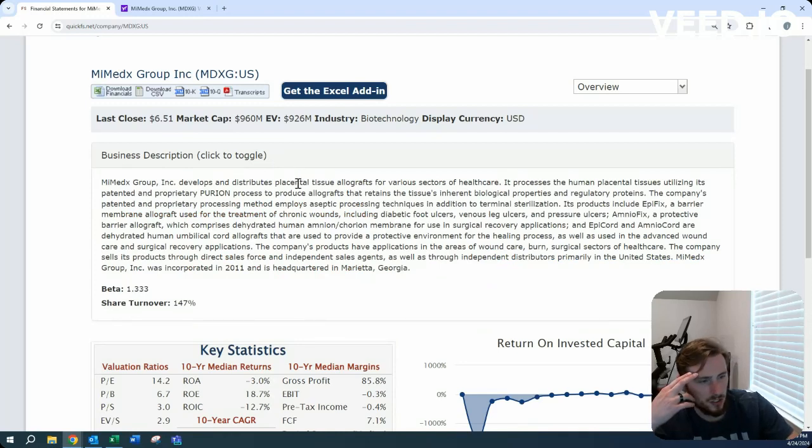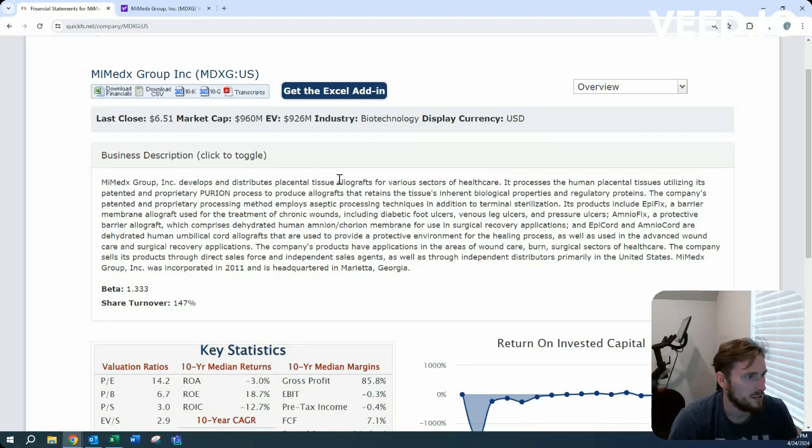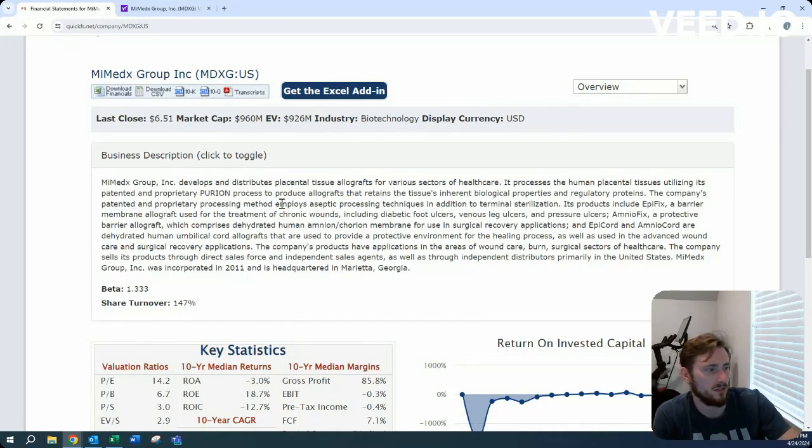And it looks like they distribute and develop placental tissue allografts for various sectors of healthcare. Processes the human placental tissues utilizing its patented... Okay. Headquartered, founded in 2011, so a pretty new company.